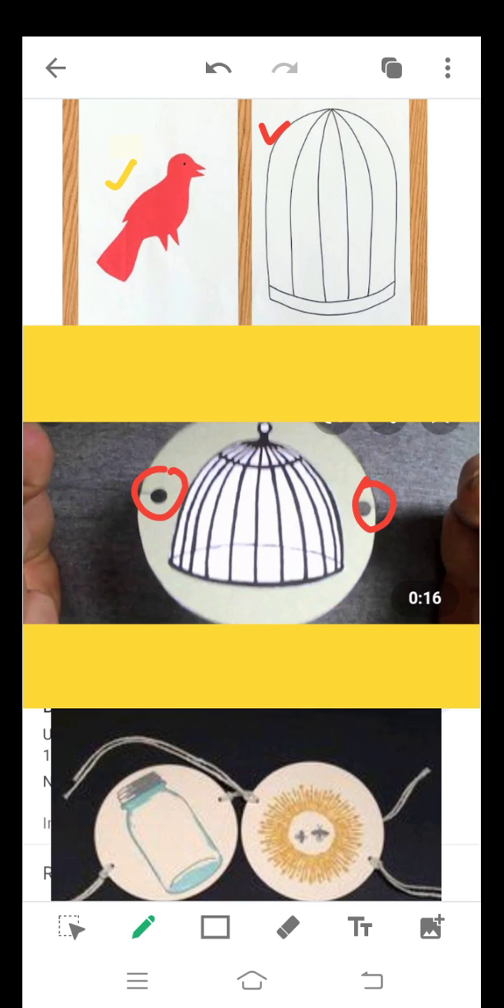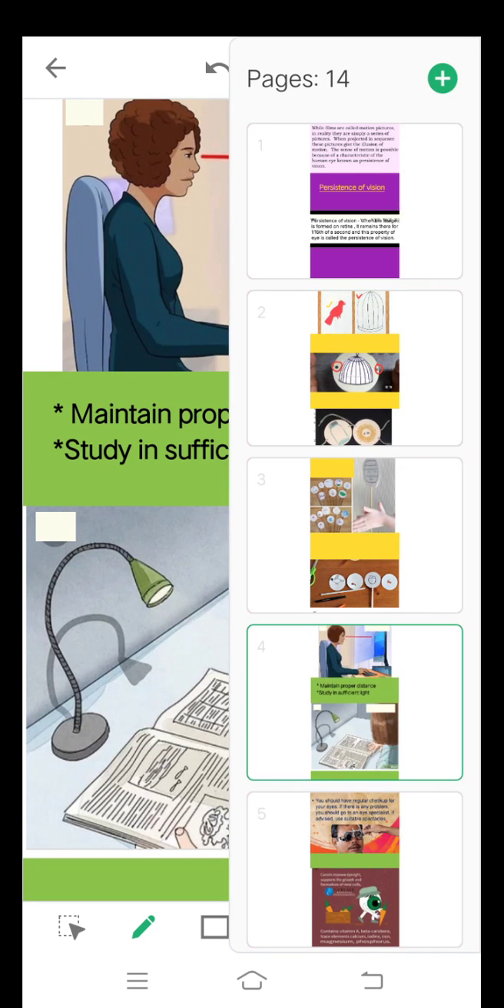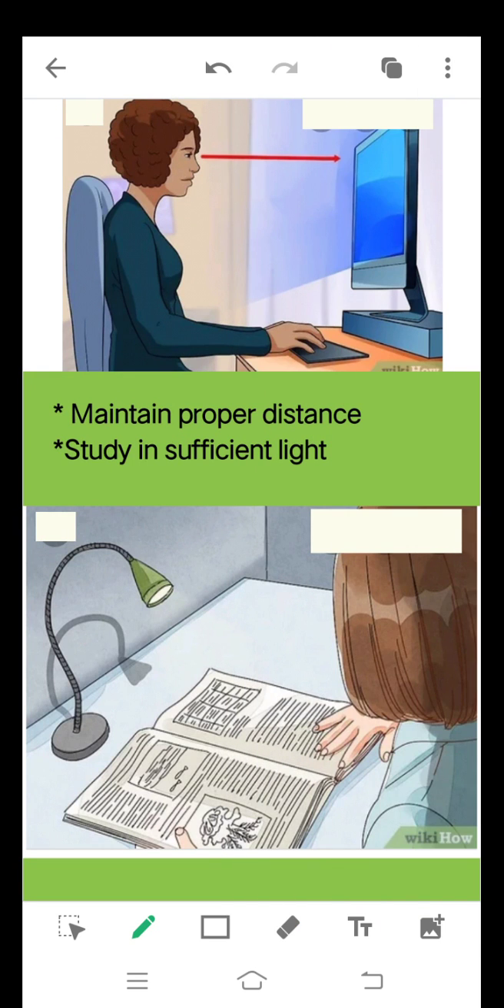This long exposure to the screens may damage our eyes. Therefore, in regular life also we need to take care of eyes, but especially during these days it is very important to take care of our eyes. Now there are some precautions which you all should take so that our eyes remain healthy.